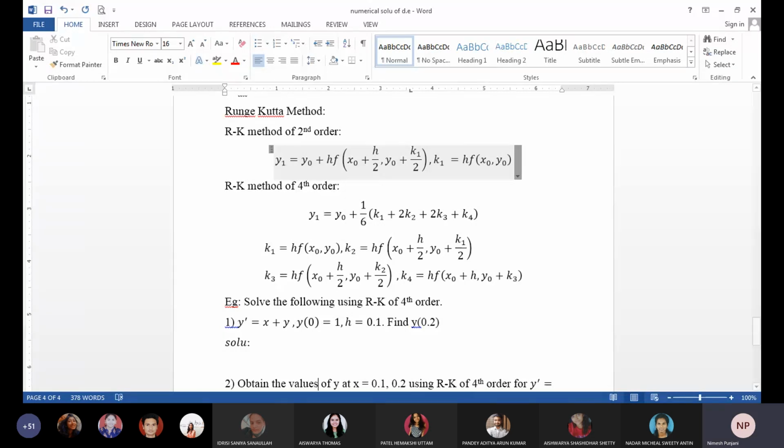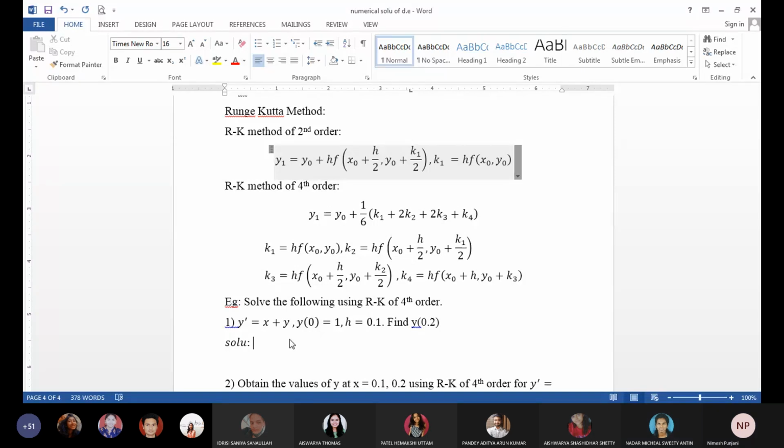We will solve an example using RK of fourth order. The first example, y dash is x plus y, y of 0 is 1, h is 0.1. What we have to find out? Y of 0.2. y of 0.2 मतलब क्या फाइंड करना है? y1 फाइंड करना है कि y2 फाइंड करना है? y2. y2 फाइंड करना है.